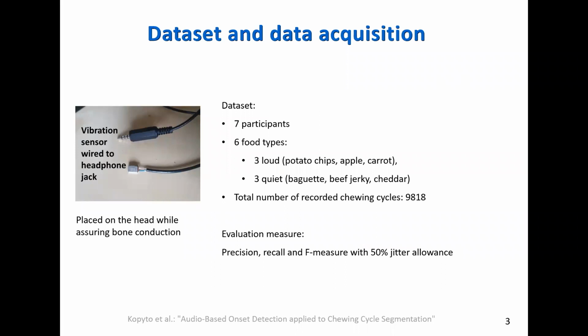We compared and evaluated the three different novelty curves using a dataset of 7 participants who chewed 6 food types: 3 loud, potato chips, apple and carrot, and 3 quiet, baguette, beef jerky and cheddar, with a total number of 9,818 chewing cycles. We recorded the data using a vibration sensor wired to a headphone jack, displayed here, which was plugged into an Android smartphone and placed on the head to assure bone conduction. As an evaluation measure, we used a 50% jitter allowance measure and recorded precision, recall, and F measure.